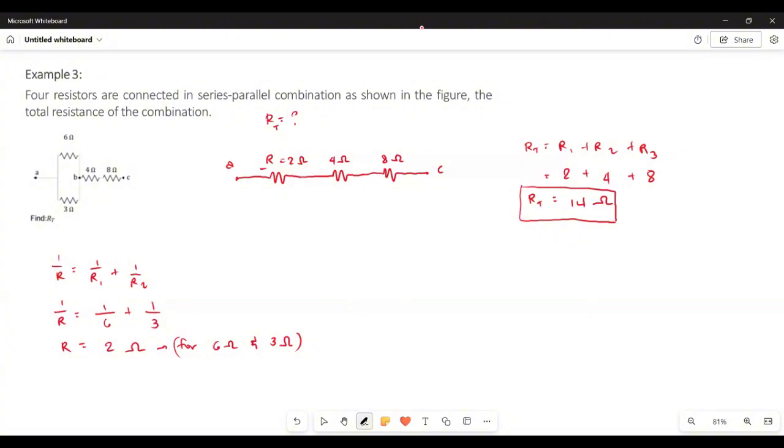So, hindi ka pwedeng dumiretso ng series. Hindi mo pwedeng i-analyze to, tapos nakahiwalay na i-analyze to. Baka mamali ka. So, ang proper way of analyzing this kind of connection is simplify mo muna yung mga connection mo into series. Kunin mo muna yung mga nakaparallel. Gaya ng ginawa natin.